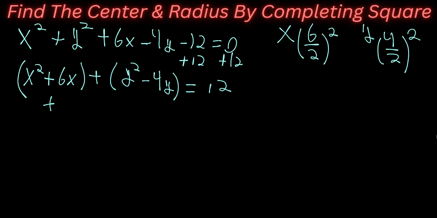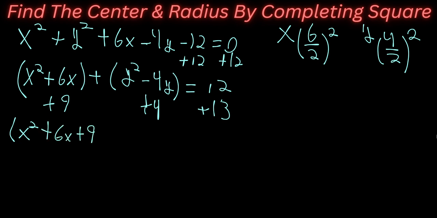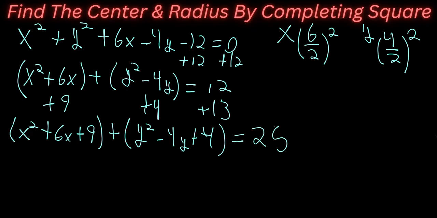So we have 6 divided by 2 is 3. We square it, which gives us 9. And for the y terms over here, we have 4 divided by 2, which is 2, squared is 4. We're going to add both of those on the right side. So plus 4 plus 9, which is 13, plus 13. We now have two perfect square trinomials, x squared plus 6x plus 9, plus y squared minus 4y plus 4 equals 25.